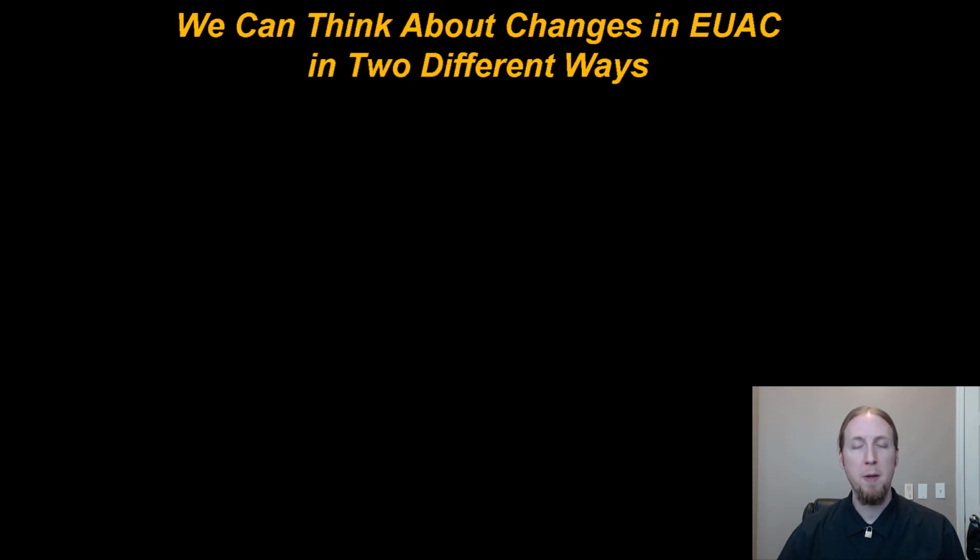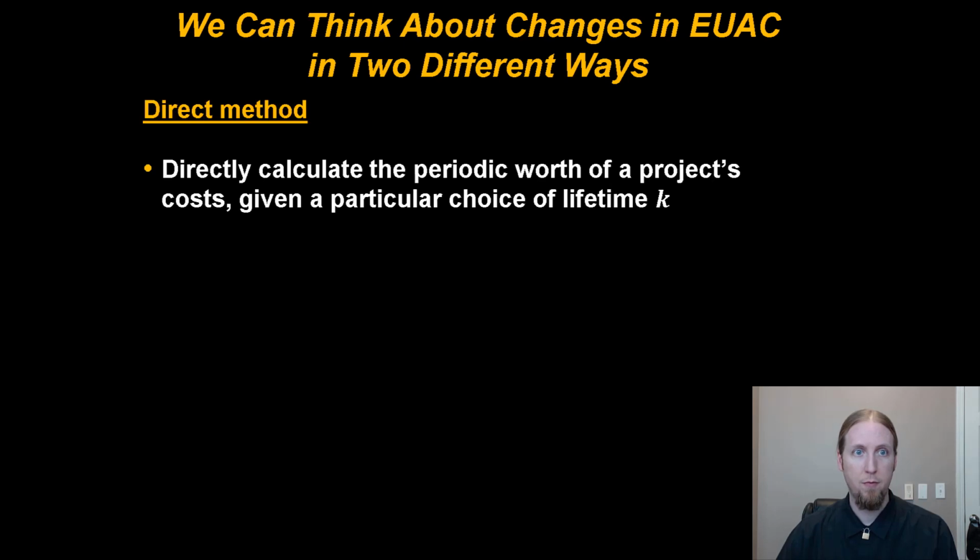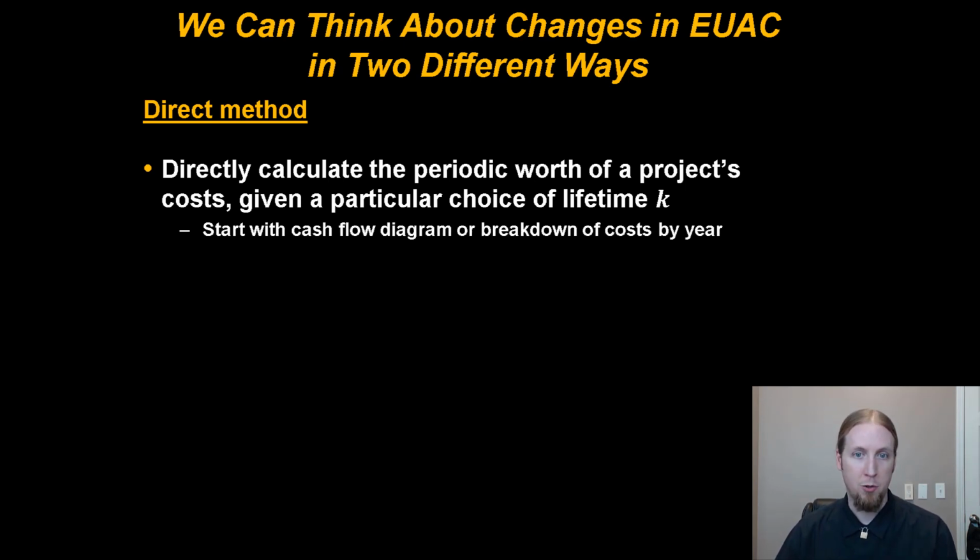Keep in mind that the expected uniform annual cost is really just a fancy way of saying the annual worth of the costs of a project. So we can think about it in two different ways and calculate it in those two different ways, but we're really just taking the annual worth of costs. So the direct method, what we're going to do is, given a particular choice of lifetime K, we're going to start with a cash flow diagram or just a breakdown of the cost per year. We're not going to assume that the costs are the same every year.